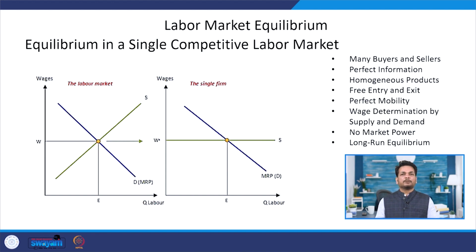Further, the wage is determined by the supply and demand for labor, and there is no market power among these workers and the firms to influence the market outcomes of wage and employment, and there is a long run equilibrium. So, these are the properties on which this competitive labor market stands, and the economic outcomes of the competitive labor market stand. So, as we discussed, the wage and the employment are decided by the market demand and supply forces.